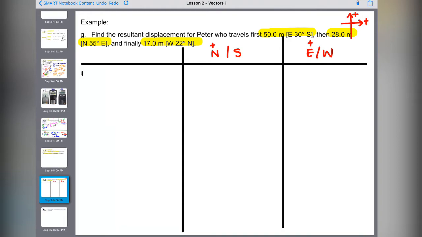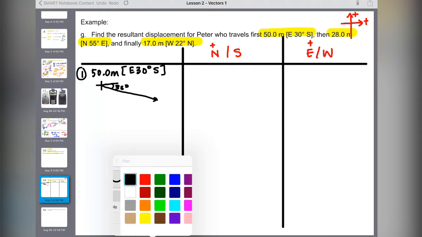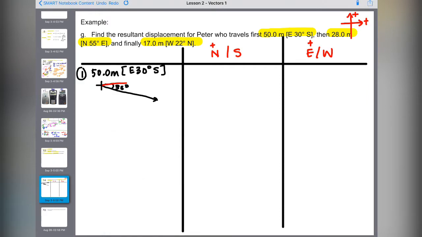So the first vector is 50.0 meters east, 30 degrees south. East, south. So draw your picture, east and south. There's my picture. Going towards the east, going the south direction, this angle is 30. If I complete the triangle, I go east and then towards the south. When it's east it is positive, when it's south it is negative. Notice I put my directions right away so I don't screw it up.